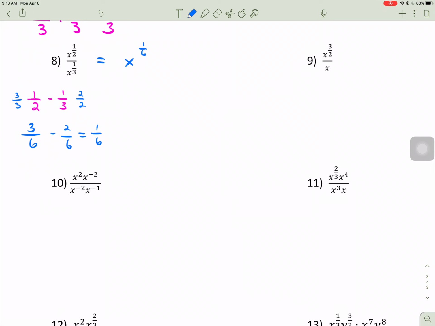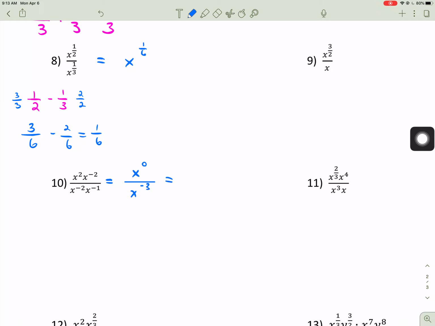What about here? Well, here we have multiplication in the top, multiplication in the bottom, and then division. Let's do the multiplication first. So what's x squared times x to the negative second? Keep the base, add the exponents. 2 plus negative 2 is x to the 0, over, keep the base, add the exponents. Negative 2 plus negative 1 is x to the negative third.